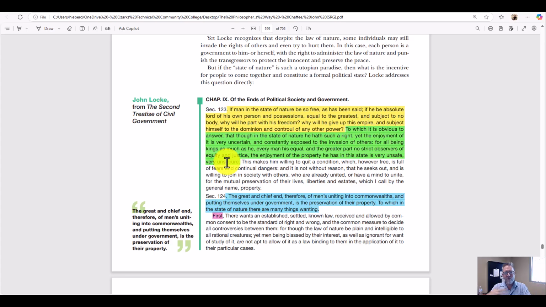I have the right to enforce the law of nature, but I won't always have the strength necessary or the power necessary to enforce the law of nature. And so we need to enter into civil society and civil authority so that I can just pick up the phone and dial 911 and have somebody else with training and equipment to enforce the rights that I have.